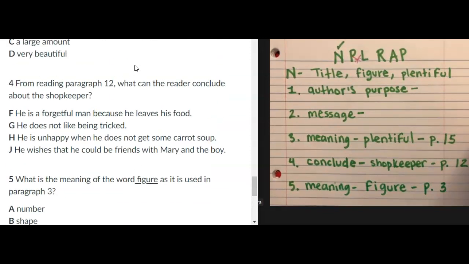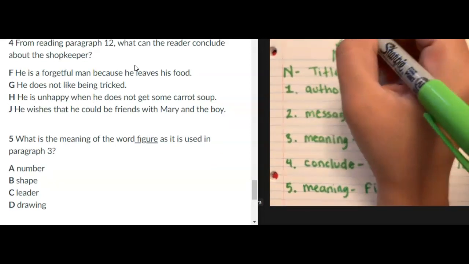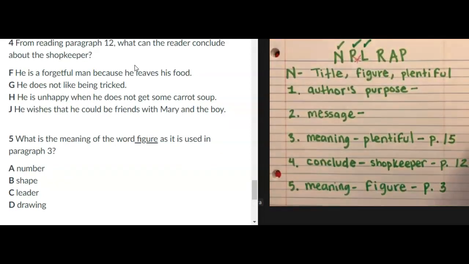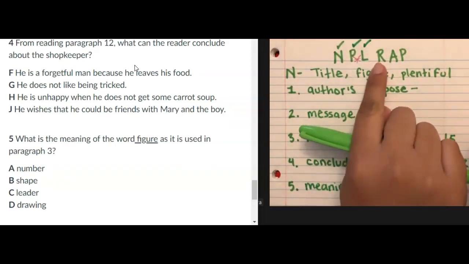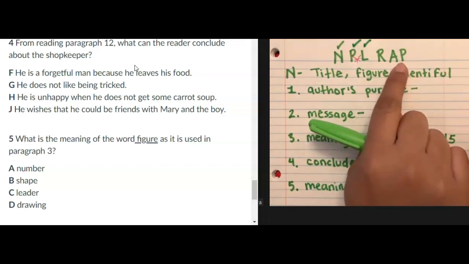Okay, so at this time, I am done pre-reading my questions and locating my clues. I'm going to go on to read the story, and then I'm going to answer and prove my answer.